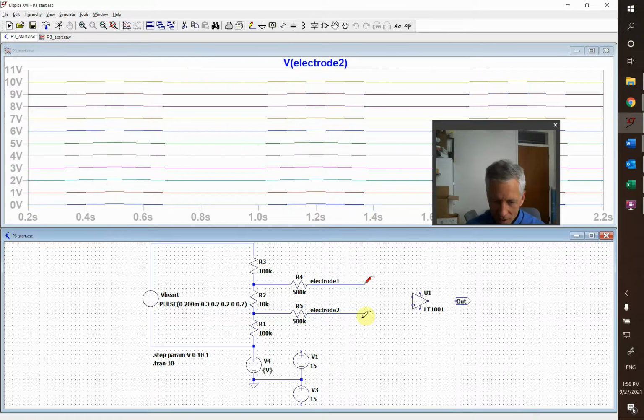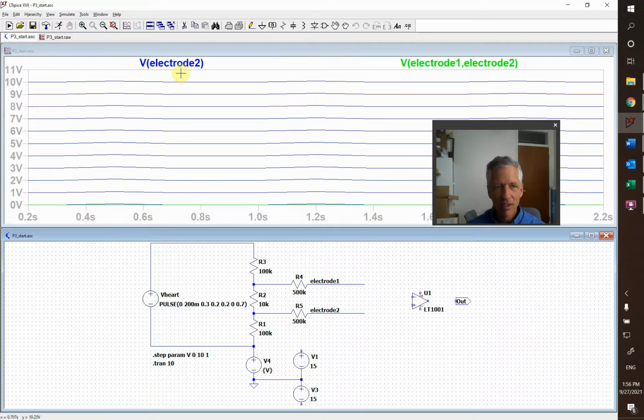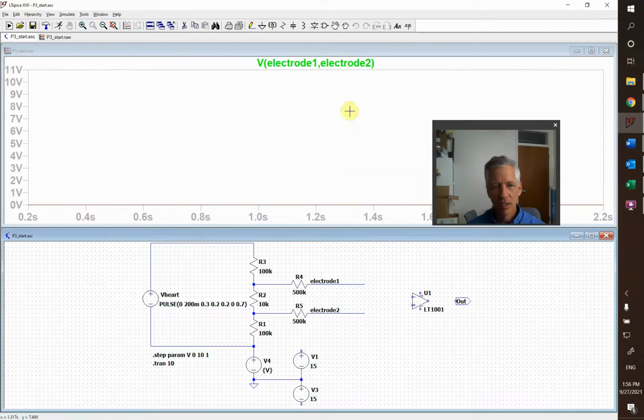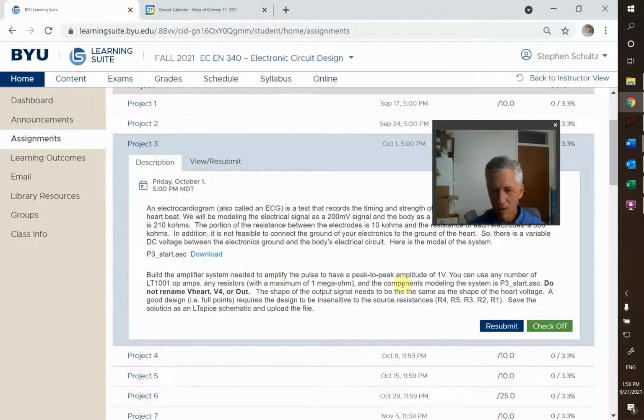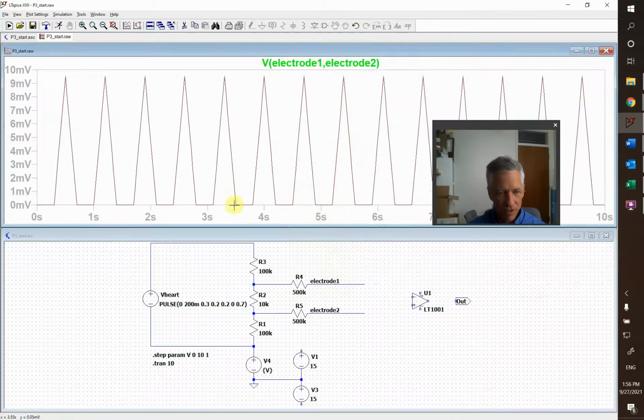So what I have to do is look at the difference between the two, and then here are the spikes. We're taking these spikes that go between 0 and about 9 or 10 millivolts, and we have to amplify these. And then what is the spec? So we go back to the spec, and we need a peak-to-peak amplitude of 1 volt. So from the 0 up to this point should be 5 volts at this output point here, measured from these two electrodes.